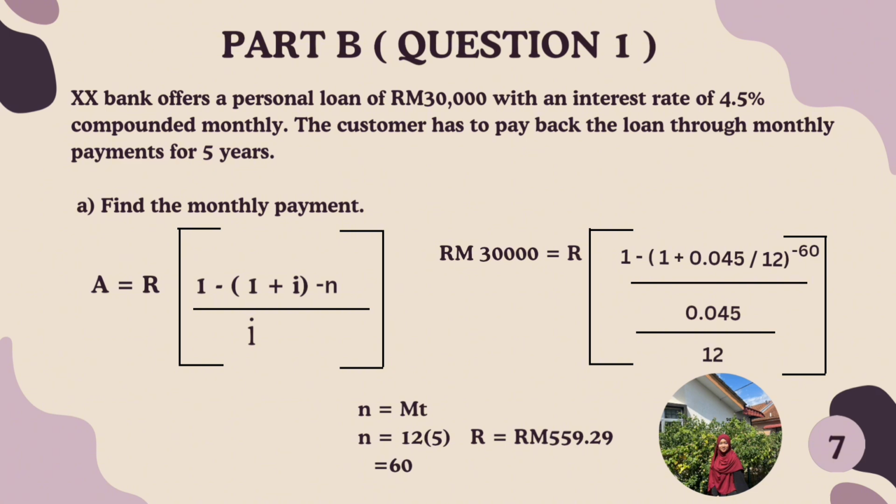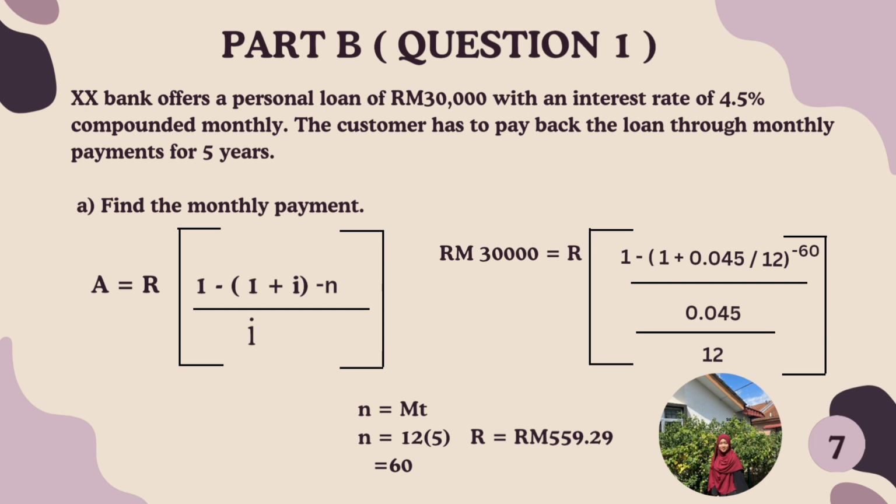So the question is, X Bank offers a personal loan of 30,000 ringgit with an interest rate of 4.5% compounded monthly. The customer has to pay back the loan through monthly payments for 5 years. Find the monthly payment. Before we solve this question, we need to know what topic this is. From what I have read, it talks about annuity. So let's start to solve this question.